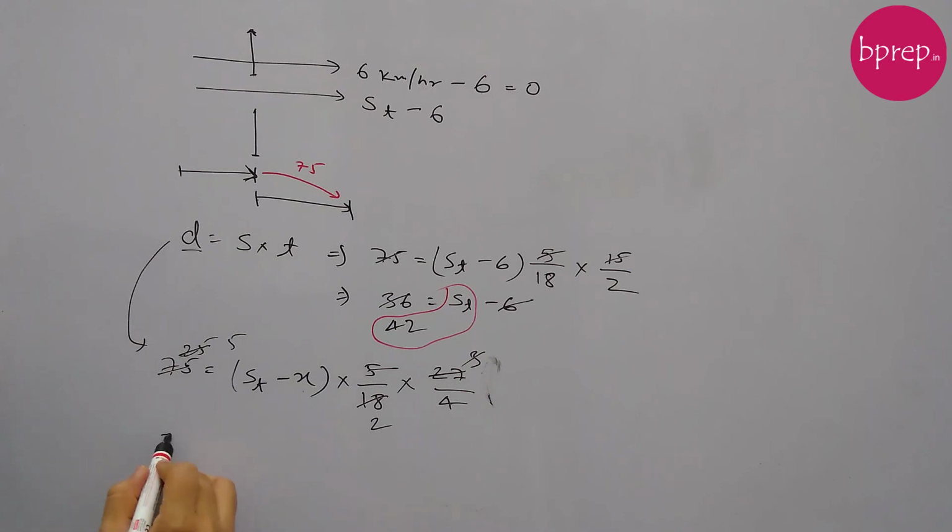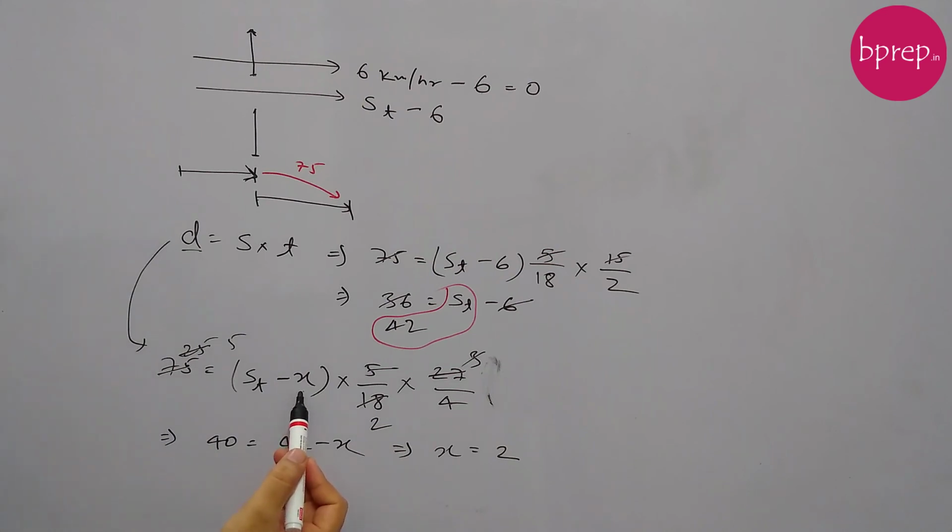Okay, so from here we get 40 equals st minus 6. Now the value of st is 42, minus x, so from here we get x equals 2. And x was in kilometers per hour, because st and x are both in kilometers per hour, so we can say the speed of the man is 2 kilometers per hour.